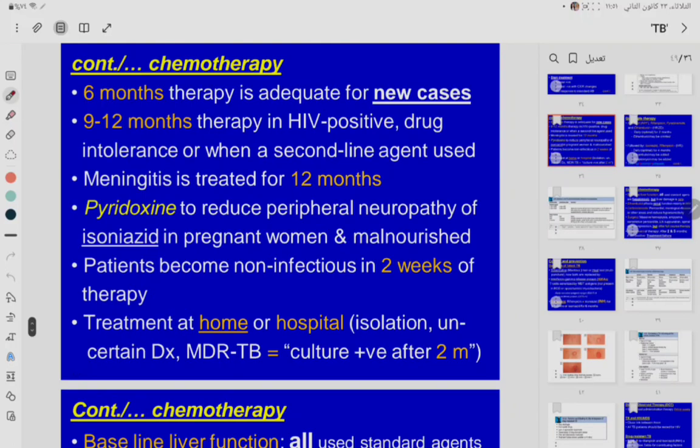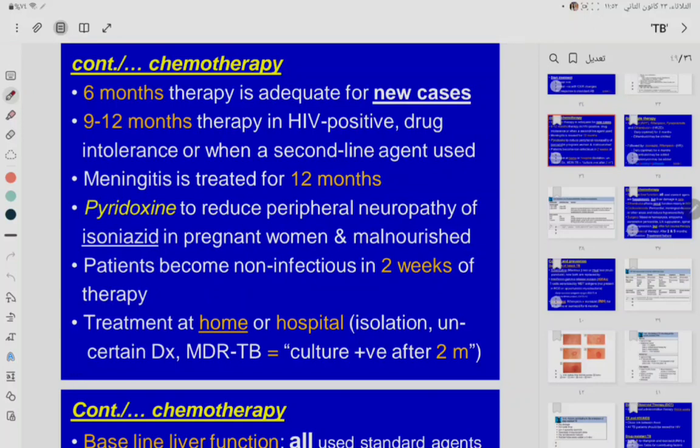9 to 12 months of therapy in HIV positive patients, drug intolerance, or when a second line agent is used. Sometimes there is drug resistance, especially to isoniazid. When we omit isoniazid because of isoniazid resistance, we use second line agents and then we have to extend the therapy. Meningitis, 12 months, and probably pericarditis is the same.